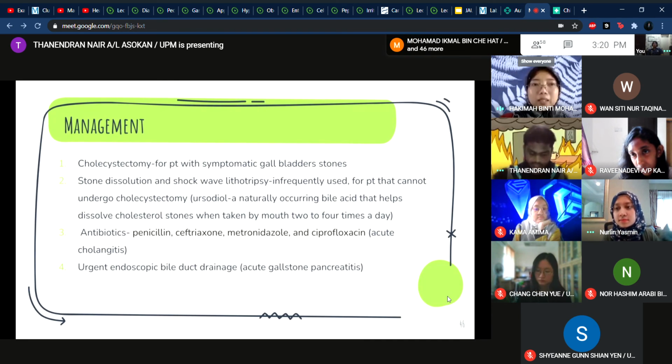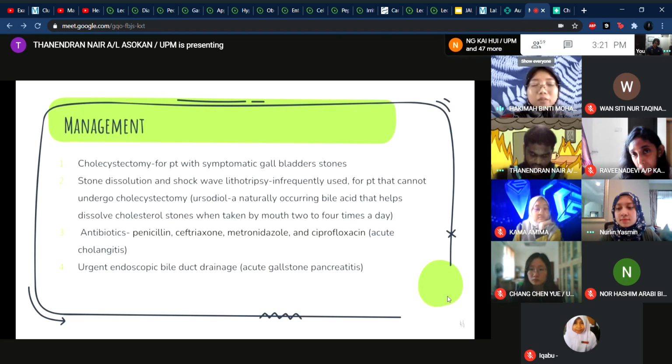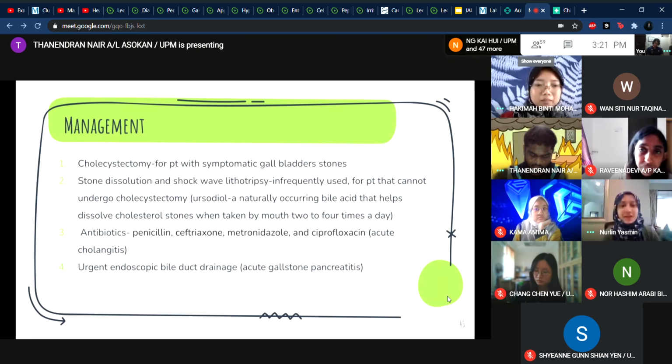And another thing, we talked about ERCP just now. ERCP is a good diagnostic and therapeutic tool. You can diagnose where the obstruction is, and in the same procedure put in a stent or remove the stone at the same time. Okay, all right, doctor.